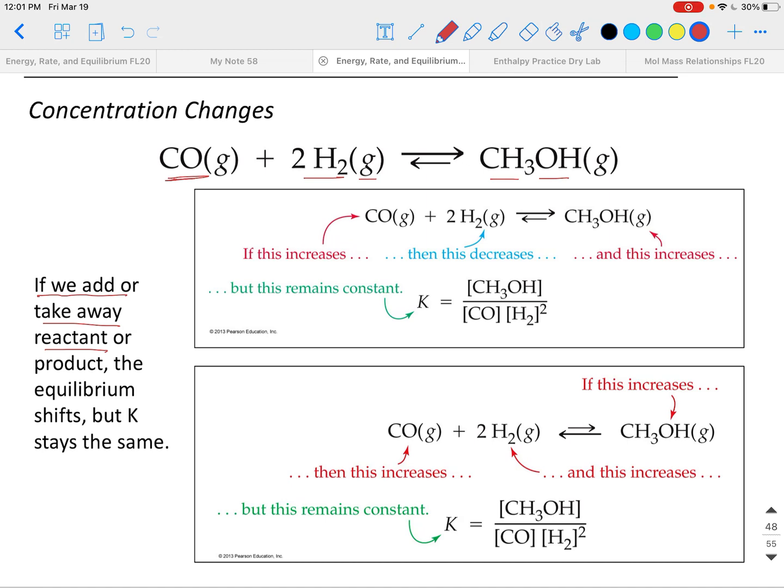So I want to read these color-coded statements. This is a figure from your textbook. If this increases, what is this? If we increase the concentration of CO, it's like we tip the scales down on the reactant side. What's going to happen to tip the scales back is we're going to run the forward reaction. So we added more carbon monoxide. To tip the scales, some of that carbon monoxide is going to react with H2. And the concentration of H2 is going to go down because it's going to get used up in the forward reaction. And we're going to make more product, so this is going to increase. But remember, K stays the same.